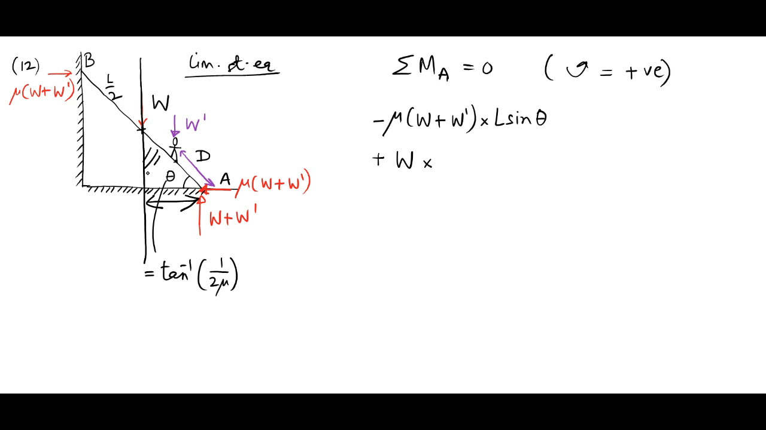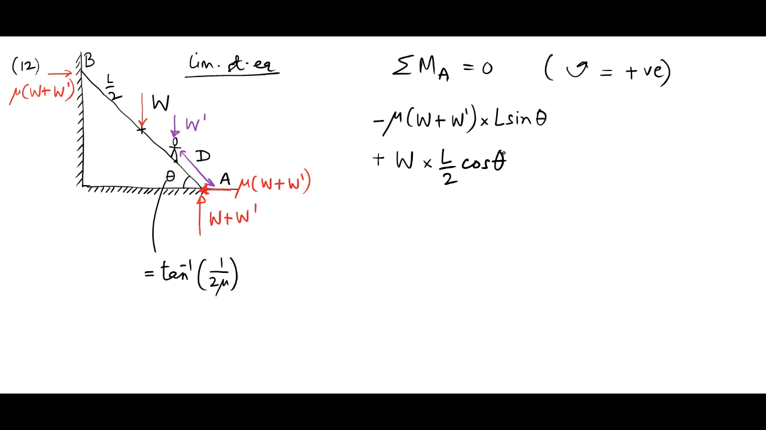So if you consider this right angle triangle, the hypotenuse is L by 2 and the angle at the bottom is theta. So naturally this distance, the relevant distance, is going to be L by 2 times cos theta. L by 2 times cos theta.